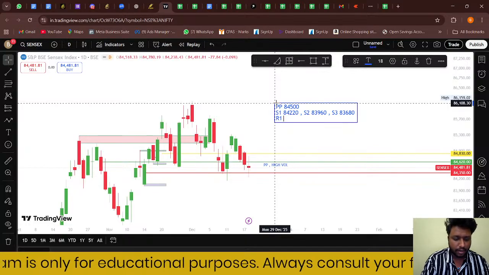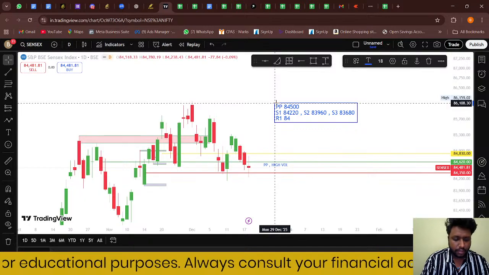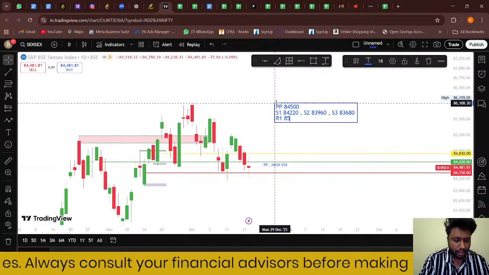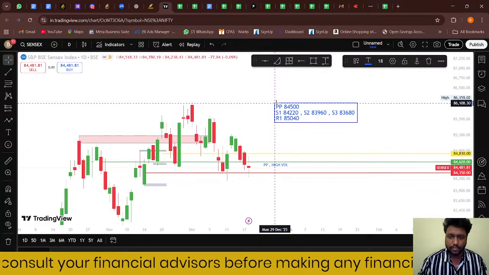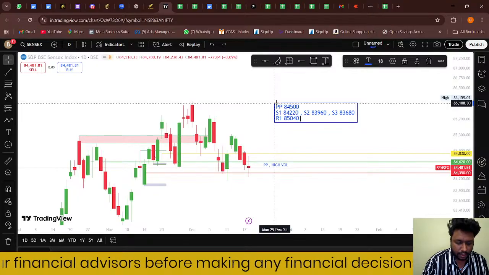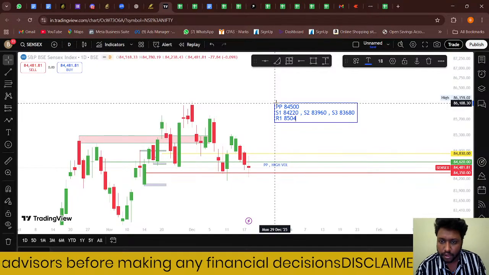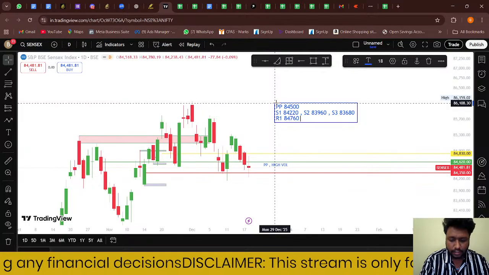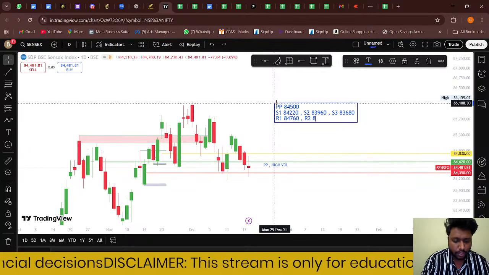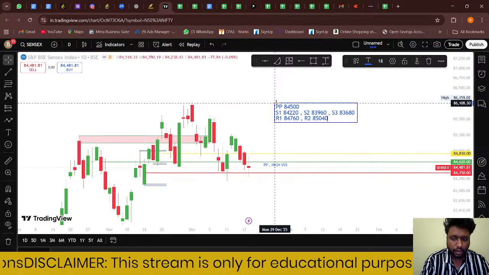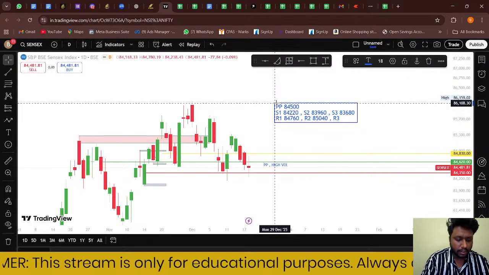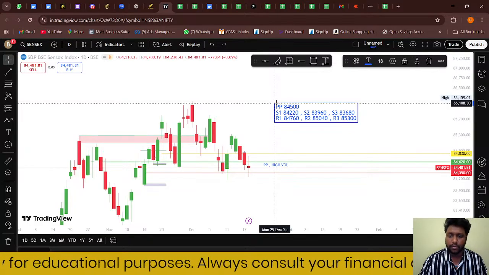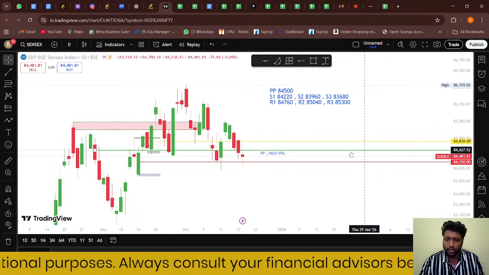On the resistance side, the first resistance is 84,760, resistance 2 is 85,040, and resistance 3 is 85,300. So these are the levels for today for Sensex.